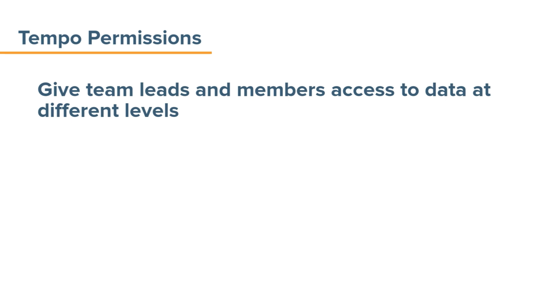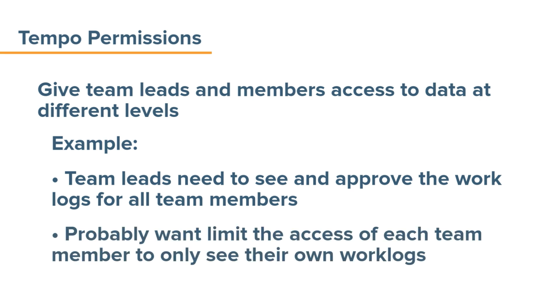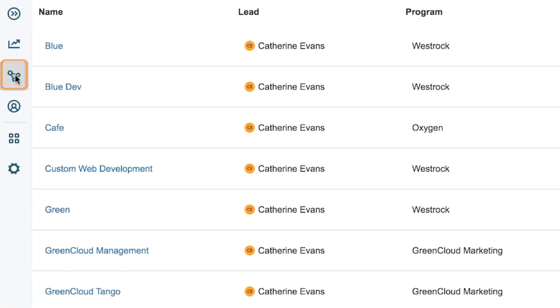Tempo team permissions give team leads and team members access to data at different levels. For example, as a team lead, you need to be able to see and approve the work logs for all of your team members, but you probably want to limit the access of each team member to view only their own work logs. To get started, go to the Teams view, which you access by clicking Teams, then click your team's name to go to its overview.